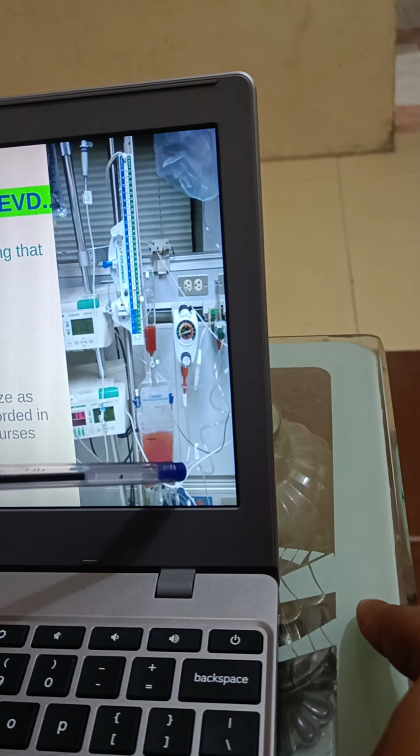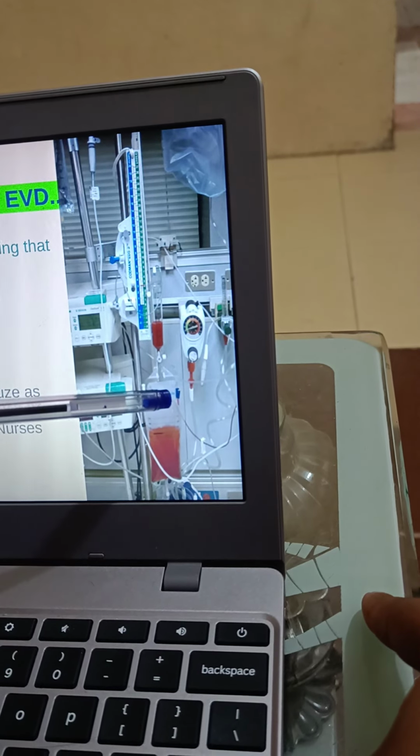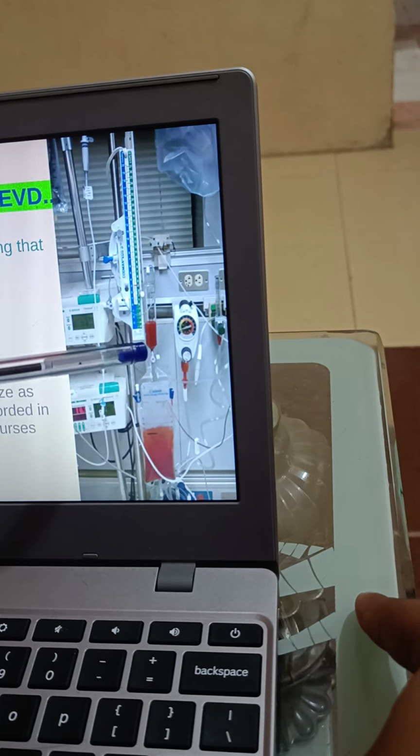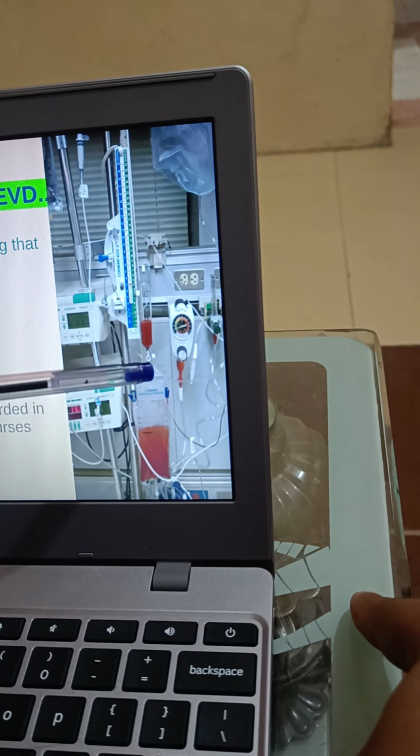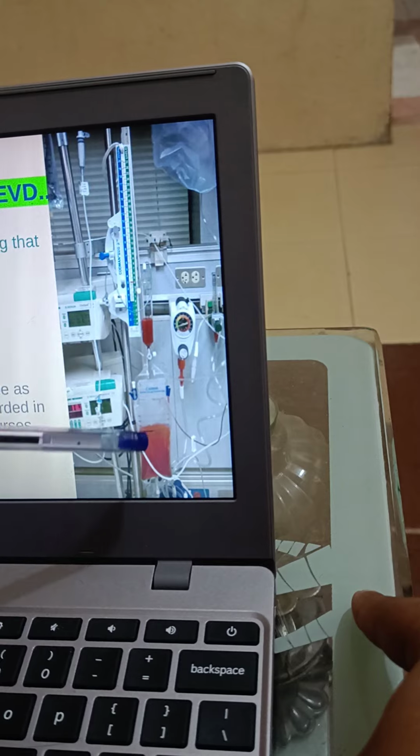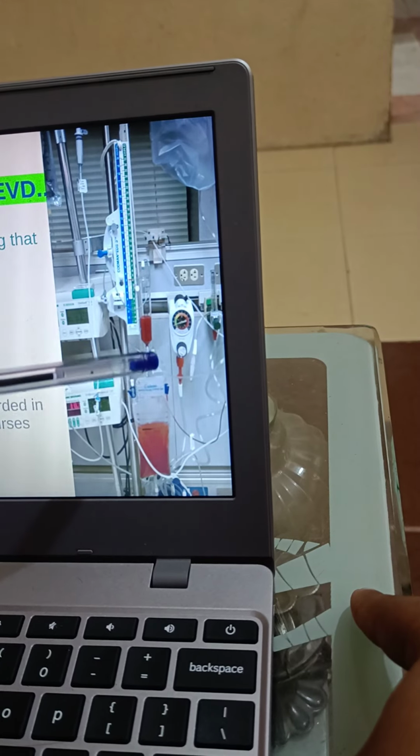Usually in 24 hours they will empty this bag. Usually hourly they open this cap, and then they release the clamp, and then everything will be drained out here.